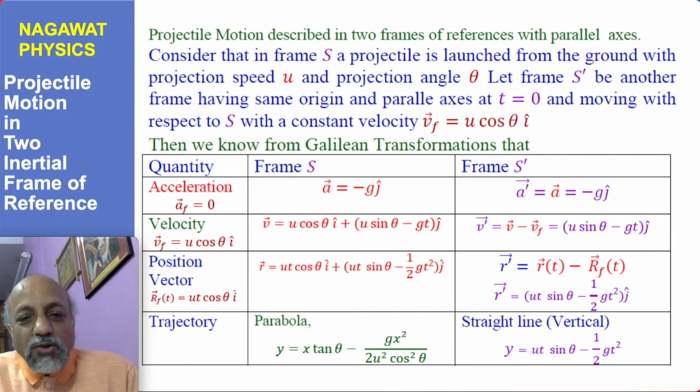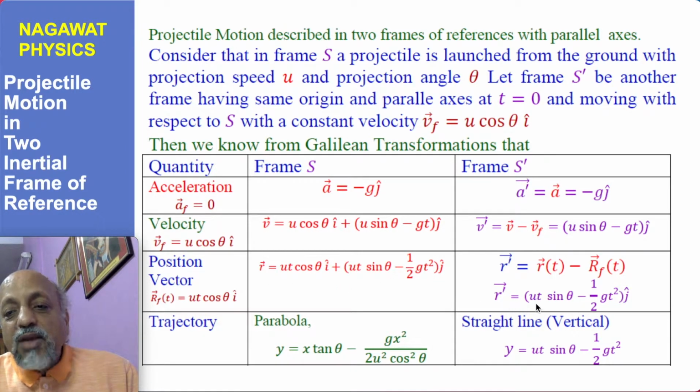Similarly, for the position vector, we can obtain it by integrating, and we have derived this relationship earlier, or we can find the primed position vector by using that transformation law. Since Vf is given by u cos theta i cap, the Rf vector can be obtained by integrating it with respect to time, and we will get the relationship u t cos theta i. So what I have done is subtract u t cos theta i cap from this relationship.